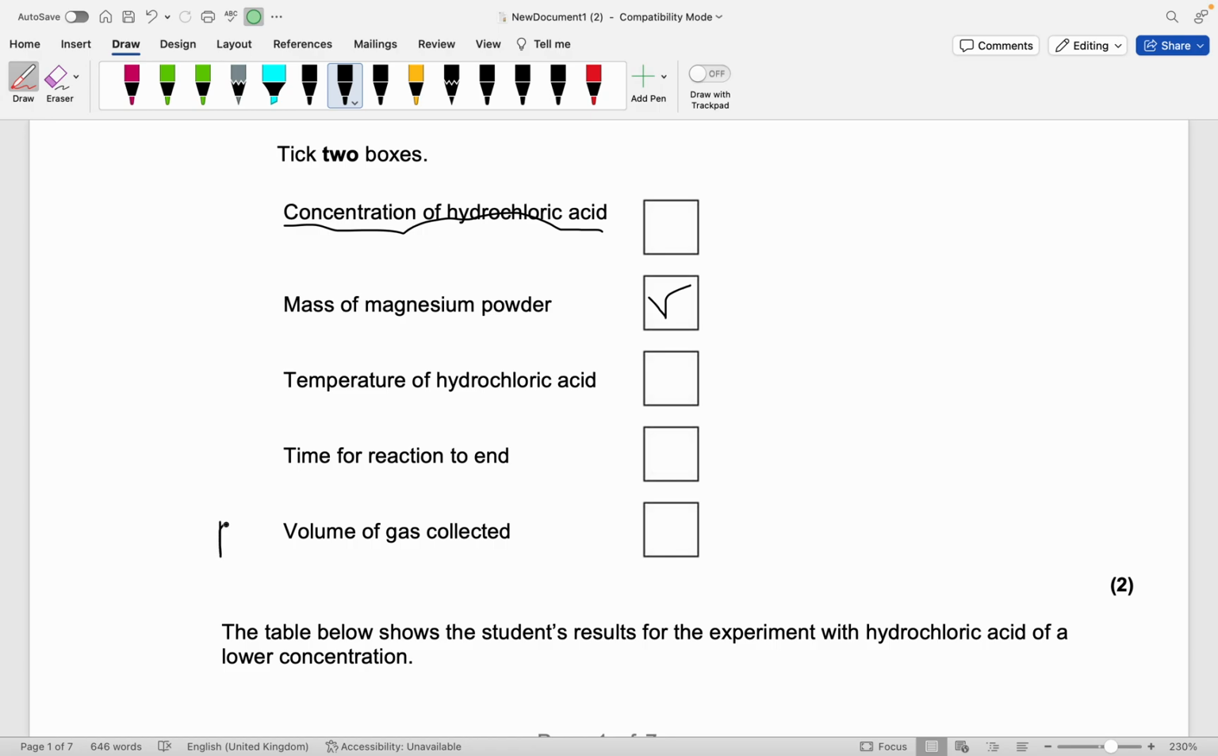So we can put that as our dependent variable there. So we know that that cannot be our control variable. The next thing that we can suggest would be, because we've not actually been given the volume of hydrochloric acid as an option, the only thing that we could keep the same each time to make sure that it doesn't affect the rate of reaction would be the temperature of the hydrochloric acid. Remember, they're the only two things that we've got left really, that's already been controlled.